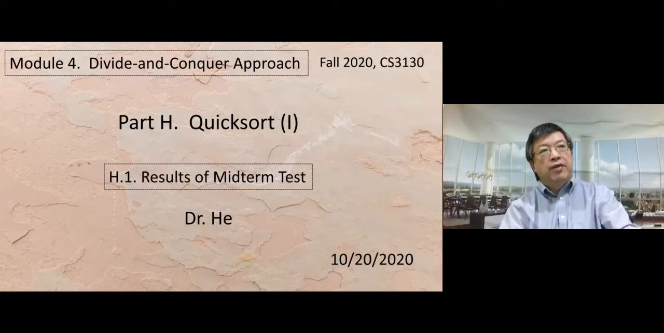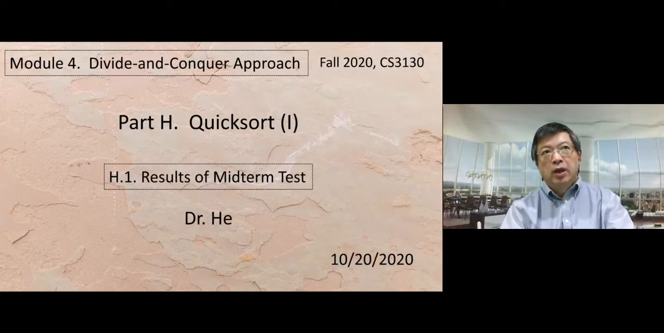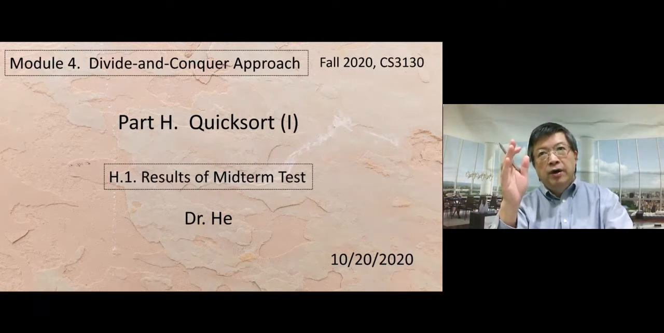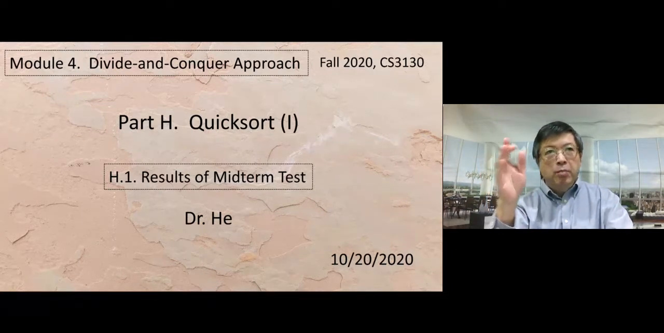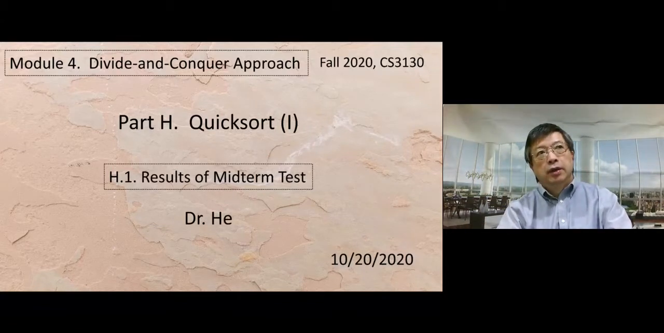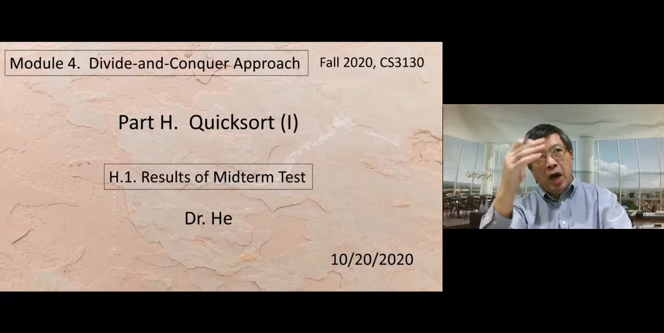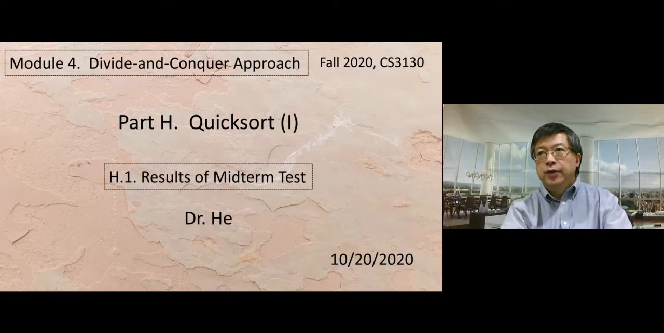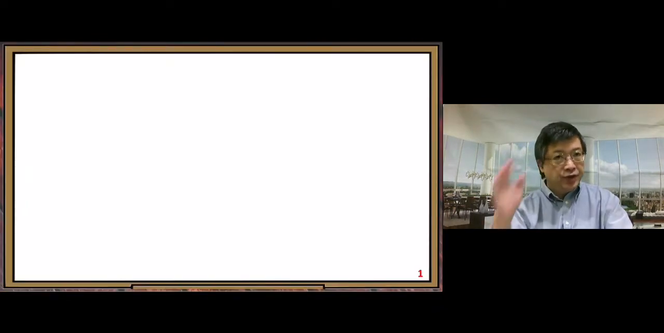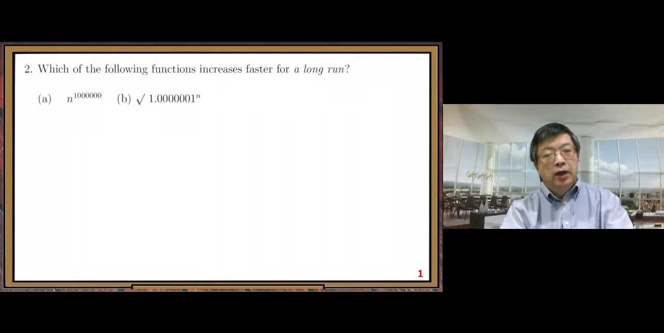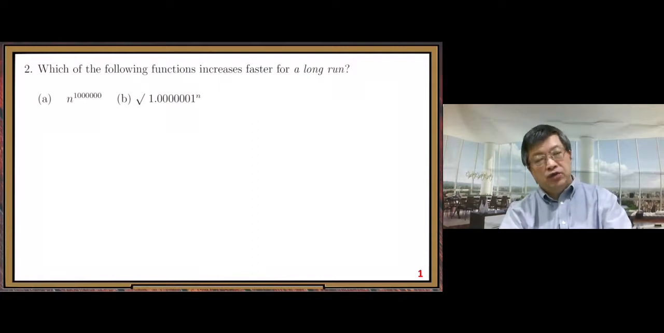Before I talk about this topic, I want to make some comments on several questions in the midterm test. The overall result is pretty good. You got an average of 77 points, but still there are several questions I need to make some comments on, so let's quickly go through those questions. The first question, question number 2. Most of you got this one.